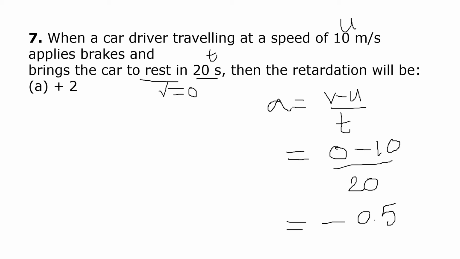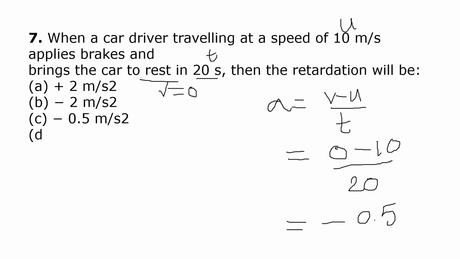Option A is given as plus 2 meters per second square. No. Option B, minus 2 meters per second square. No. C option, minus 0.5 meters per second square. Yes, this is correct. D option is given as plus 0.5 meters per second square. Retardation means compulsorily it will be negative acceleration. So we are going to select the C option.